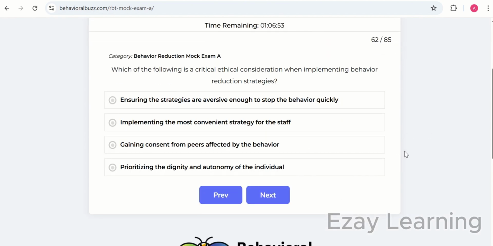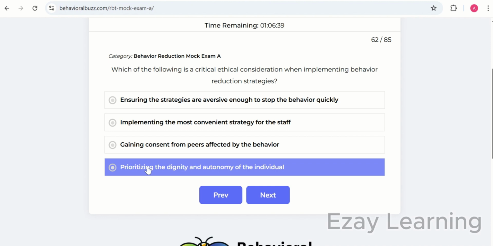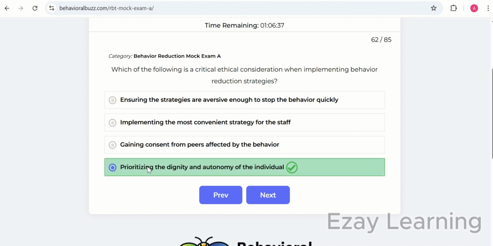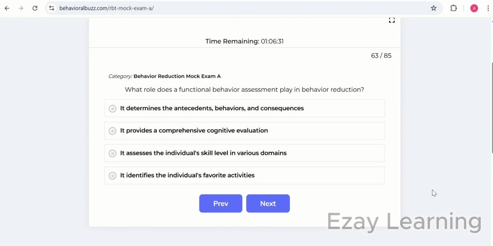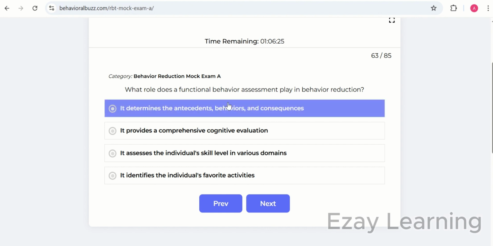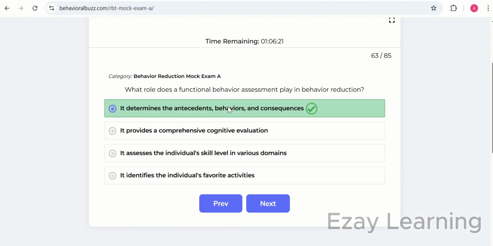Which of the following is a critical ethical consideration when implementing behavior reduction strategies? We have to prioritize the dignity and autonomy of the individual. What role does a functional behavior assessment play in behavior reduction? It determines the antecedent, behavior, and consequence.